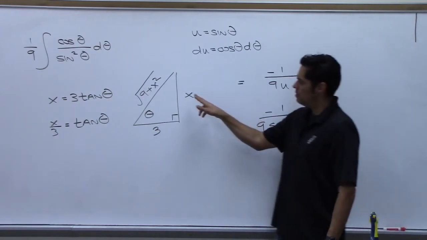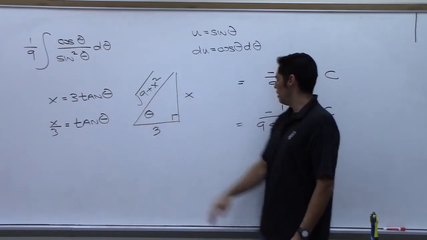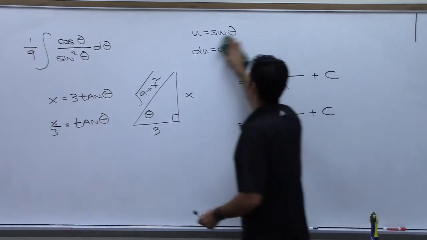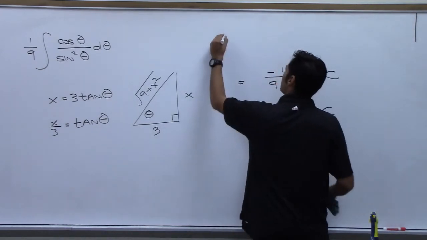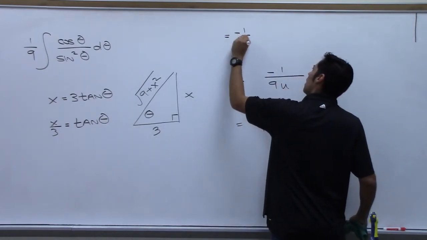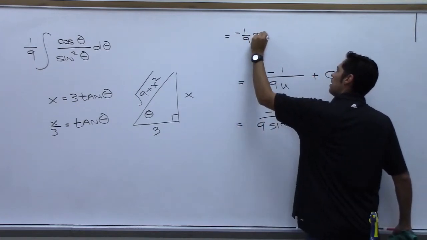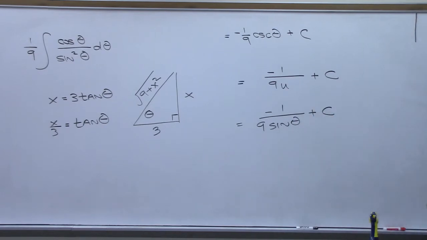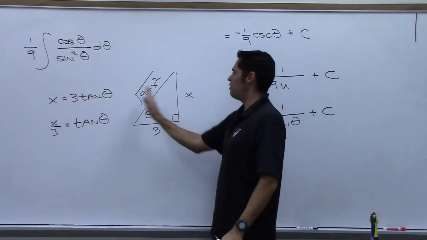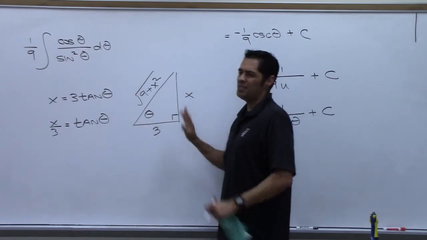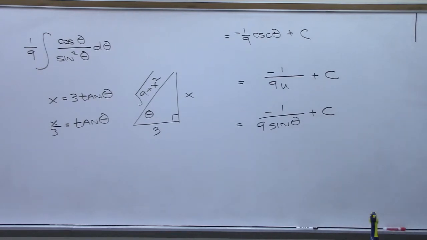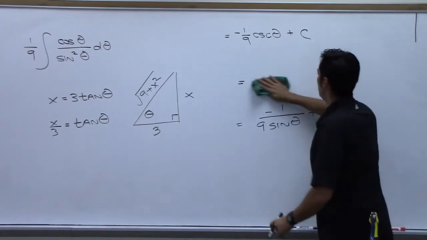Sine is this over this. So you could write down here x over that other one. Or, how about this? Isn't this the same as negative 1/9 cosecant theta plus c? Isn't 1 over sine cosecant? And then cosecant is the reciprocal of sine, so instead of this over this, we just do this over this, which is the same as putting it down here and flipping it back up. It doesn't matter, it's all the same. You're going to get the same result. So we have negative 1/9.